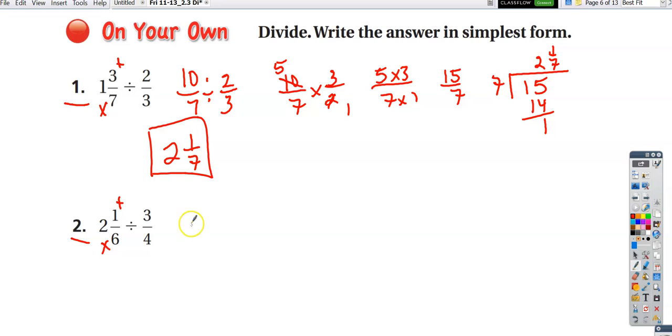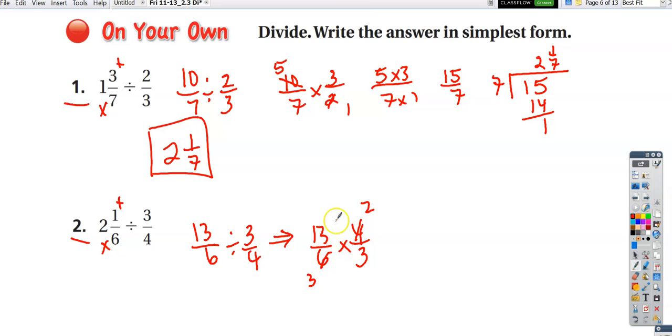All right, for the second one, I end up with 13 sixths divided by 3 fourths. Then I rewrite it, and I get 13 sixths times 4 over 3. The 4 and the 6 are both divisible by 2. 13 times 2 is 26. 3 times 3 is 9.